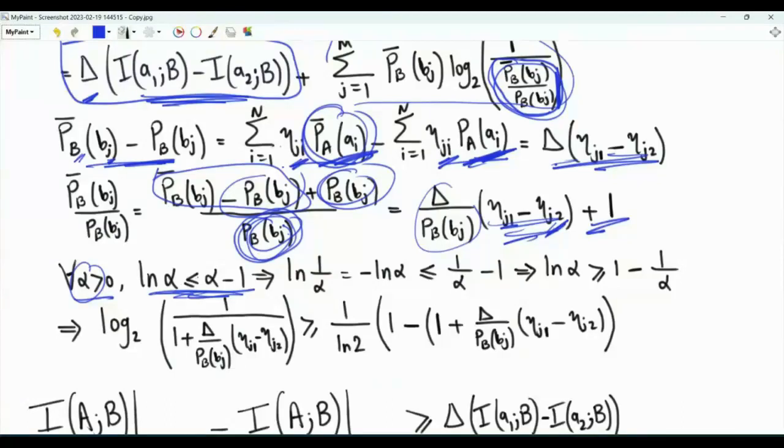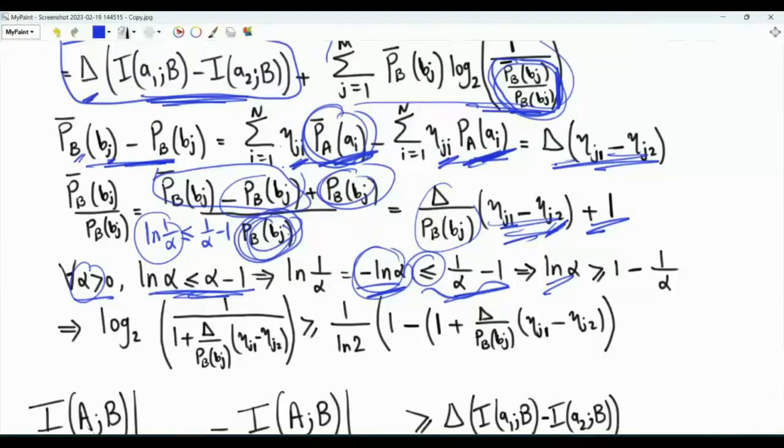If this inequality is true for any positive real number, it must be the case that ln 1 over alpha is also less than or equal to 1 over alpha minus 1. Ln 1 over alpha can be written as minus ln alpha. So minus ln alpha is less than or equal to 1 over alpha minus 1. Now multiply both sides of this inequality by minus 1. Because we multiply by a negative number, the inequality is reversed, and we have ln alpha greater than or equal to 1 minus 1 over alpha.